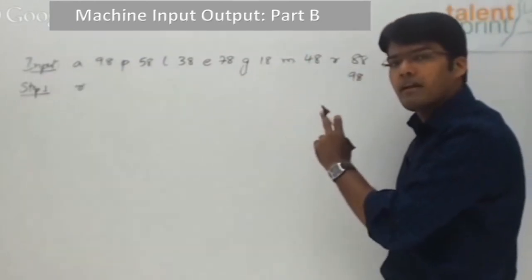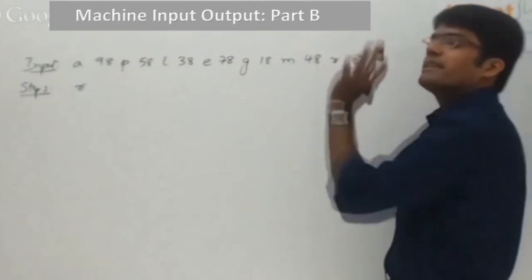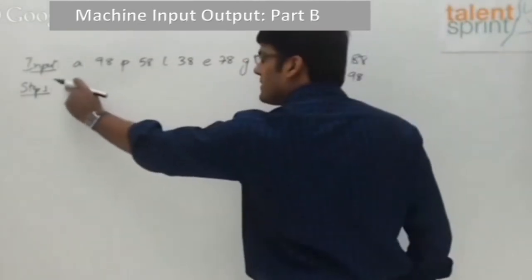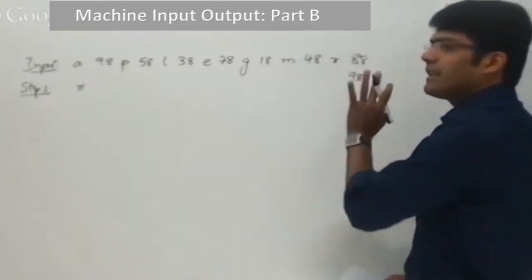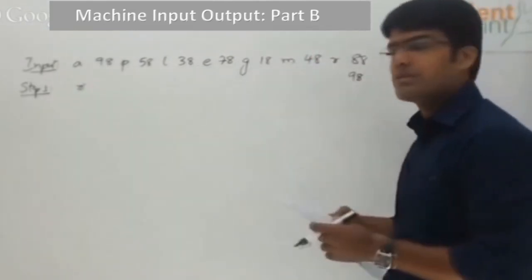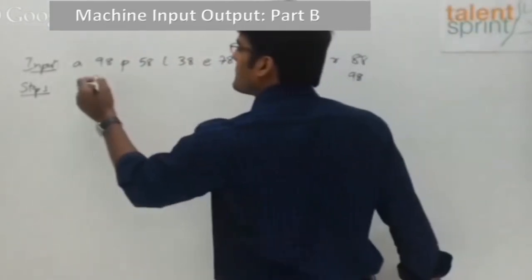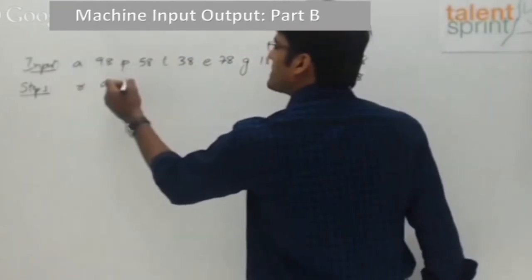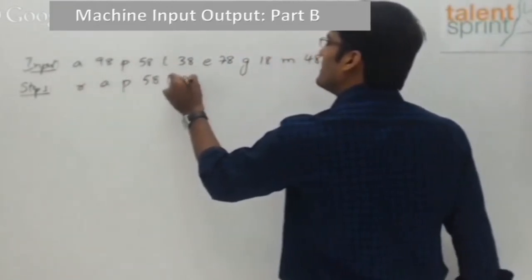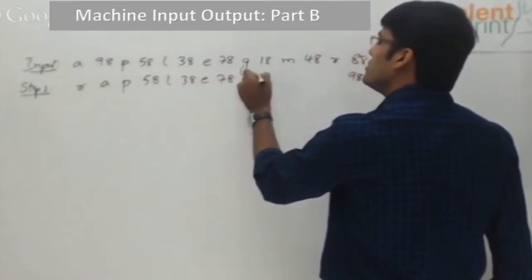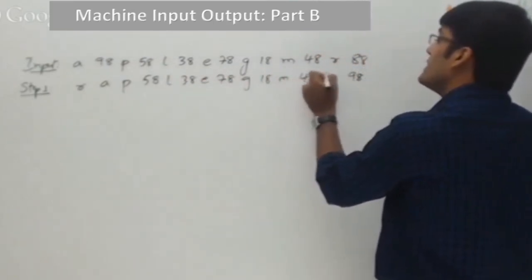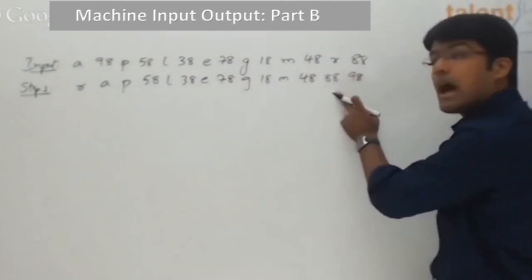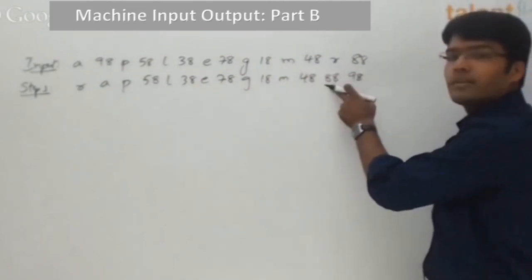This is also important. First write what is being moved. Then copy the remaining things, and follow the alignment part. So we are taking R to the first position and the largest number to the last position, right? Then copy the remaining things as they are. So only skip R and 98. So A, P 58, L 38, E 78, G 18, M 48. R has to be skipped, 88 will come here, right? Don't copy R as it is. R has already been moved there. 88 will come here and 98.